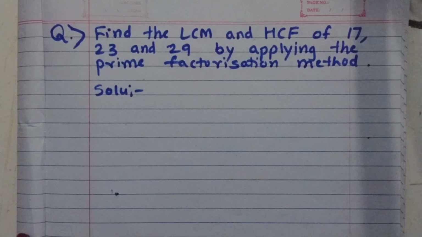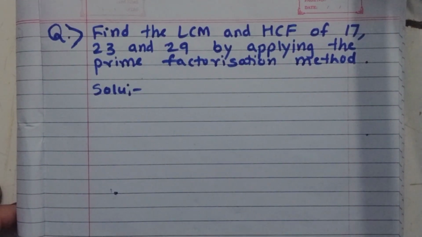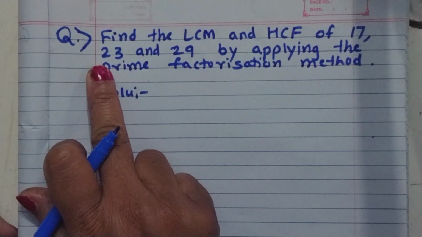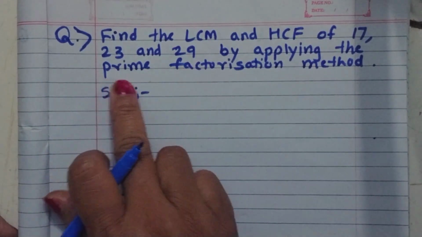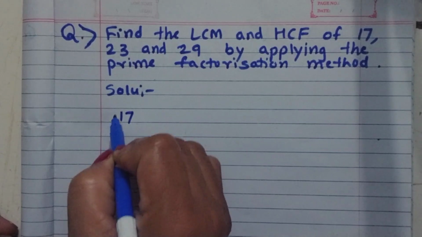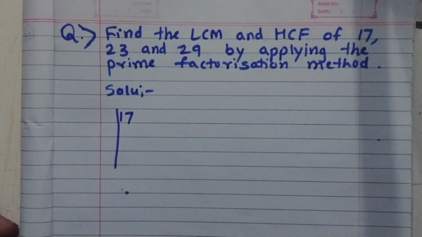Question is, find LCM and HCF of 17, 23 and 29 by applying the prime factorization method. So by applying the prime factorization method, we find the LCM of 17, 23 and 29 and also the HCF of 17, 23 and 29. Now we do prime factorization of 17.